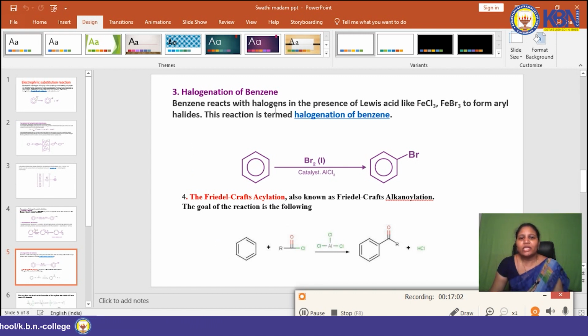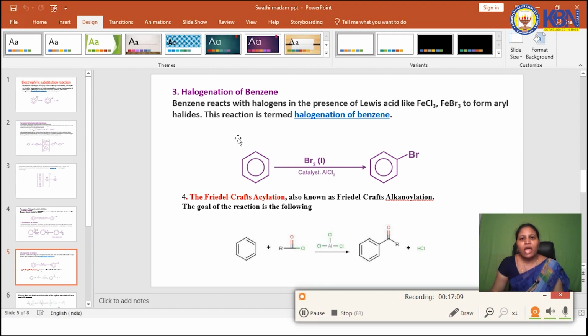And the third one is the halogenation of benzene. When benzene reacts with halogens in the presence of Lewis acids like FeCl3 or FeBr3 to form aryl halides, this reaction is called halogenation of benzene. Simply here, the hydrogen atom of benzene is replaced by a halogen. Either it may be bromine or chlorine or iodine, whatever it may be. Here the hydrogen atom of benzene is replaced by bromine, which results in the formation of bromobenzene.